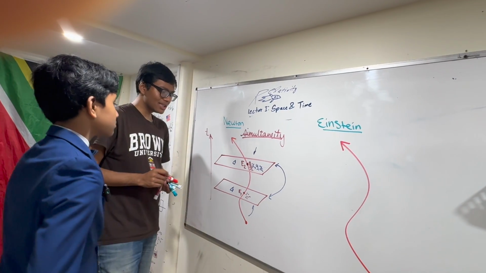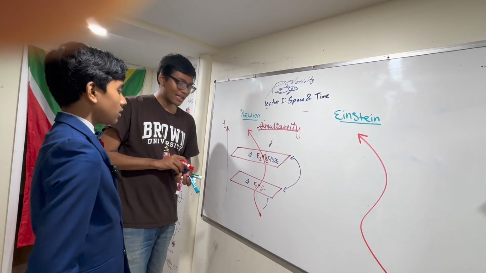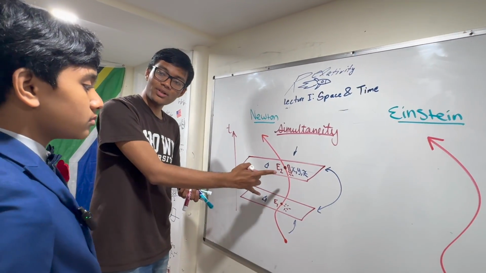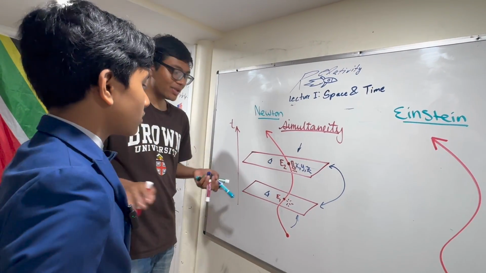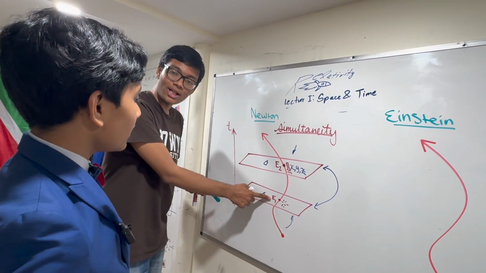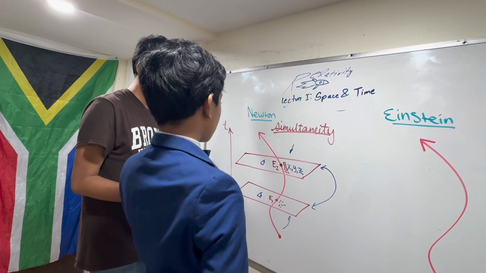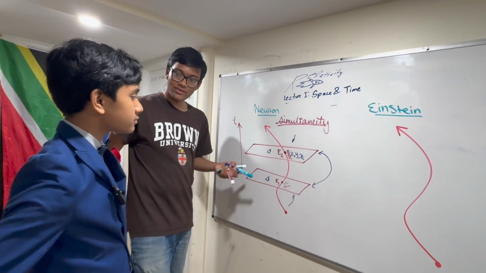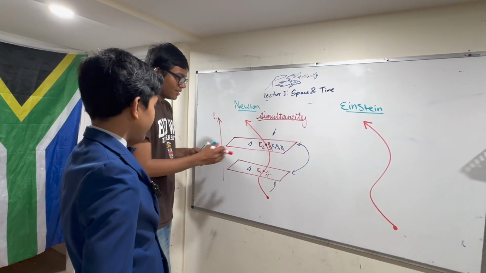In Newton's picture, is there any question about which one happened first, E1 or E2? No, everyone agrees that E2 happened after E1. Whichever is the lowest on the time diagram is the one that happened first. That's not the case with Einstein.